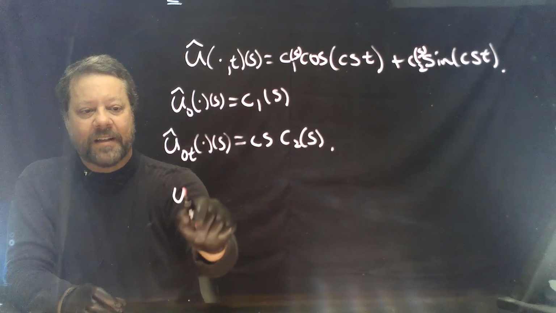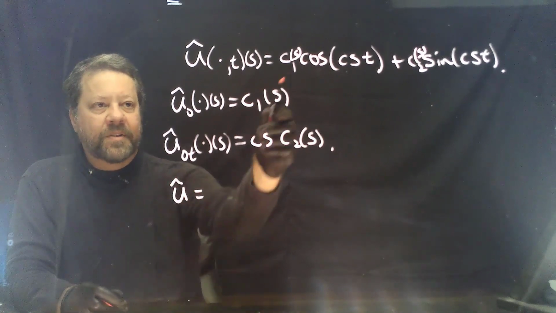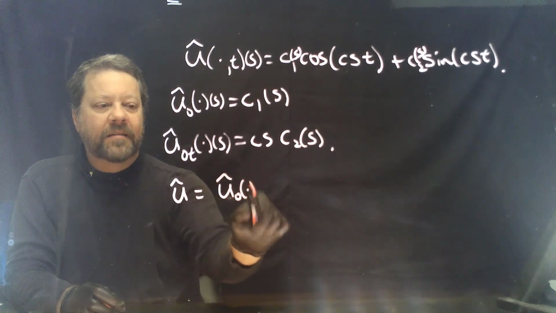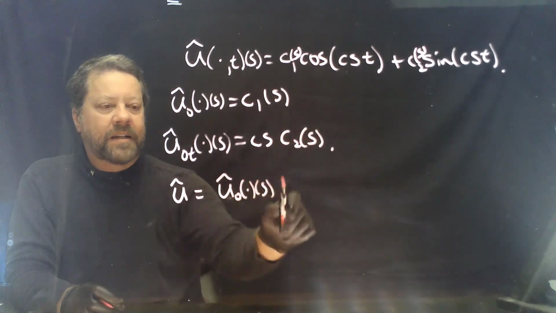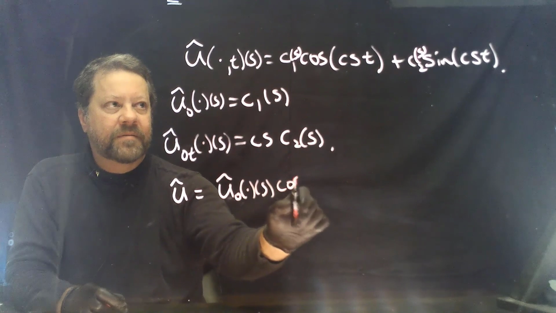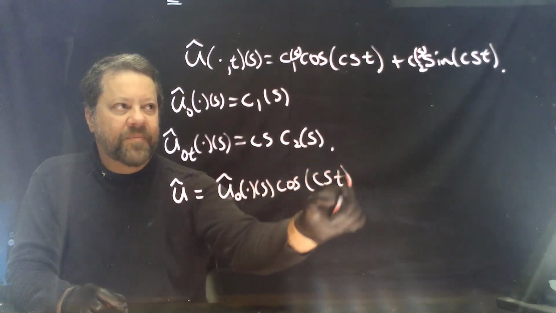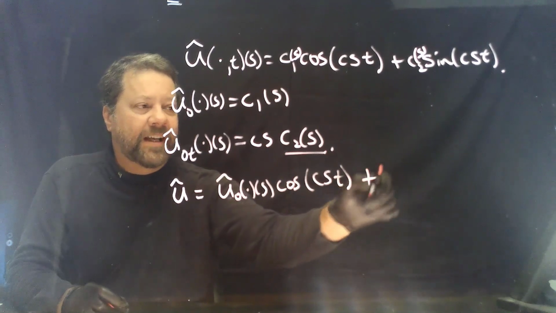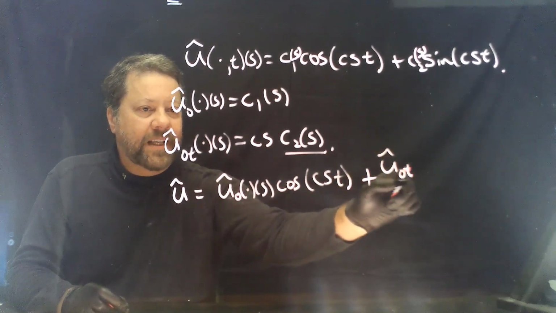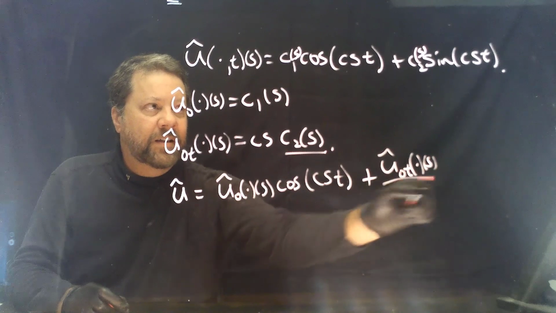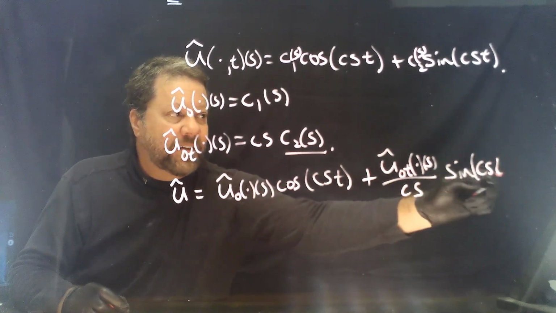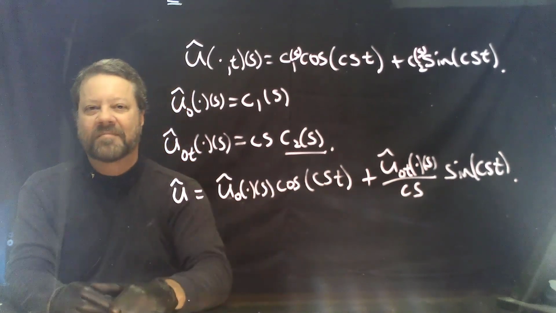Writing this out then, u hat is going to be u naught hat times this cosine of cst, and solving for C2 we'll have u hat naught t divided by cs times the sine of cst.